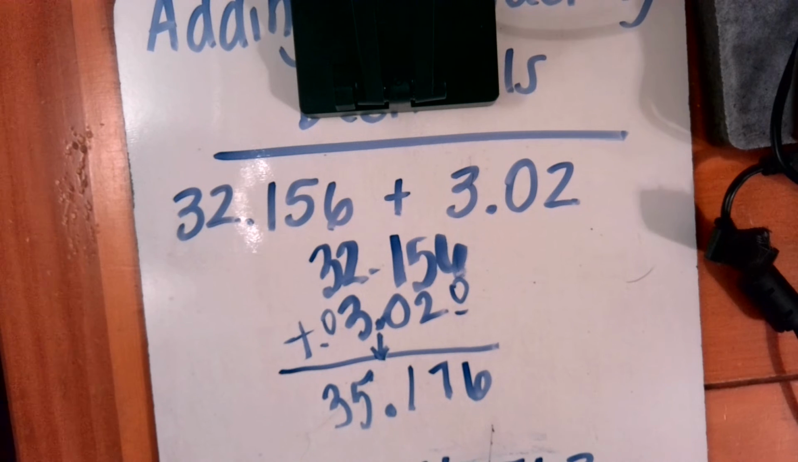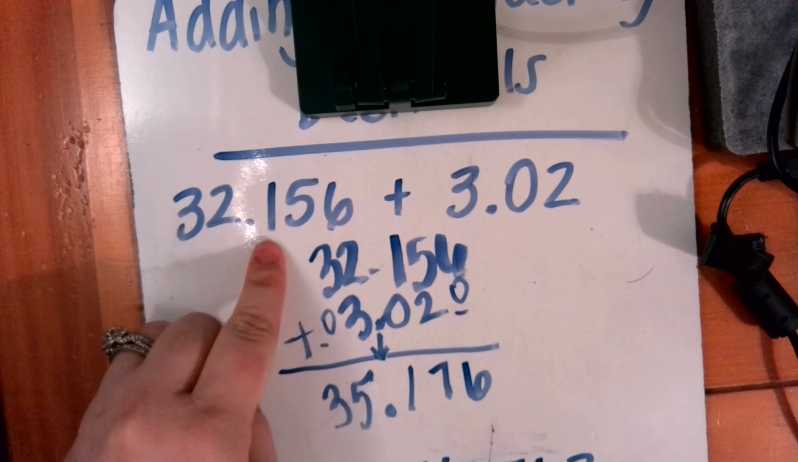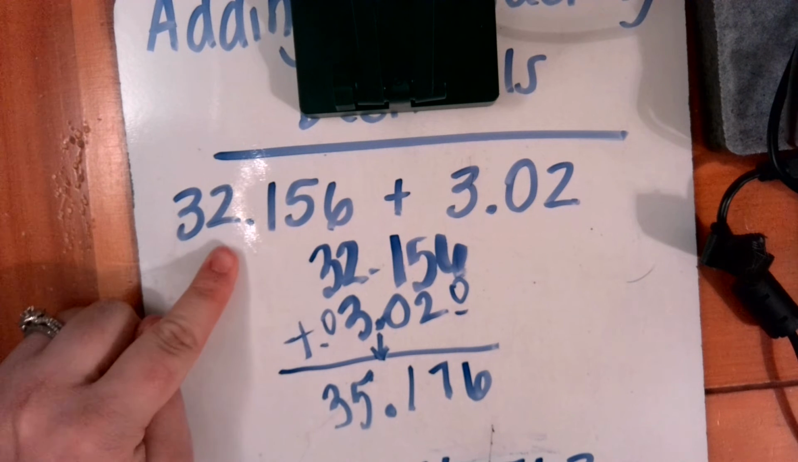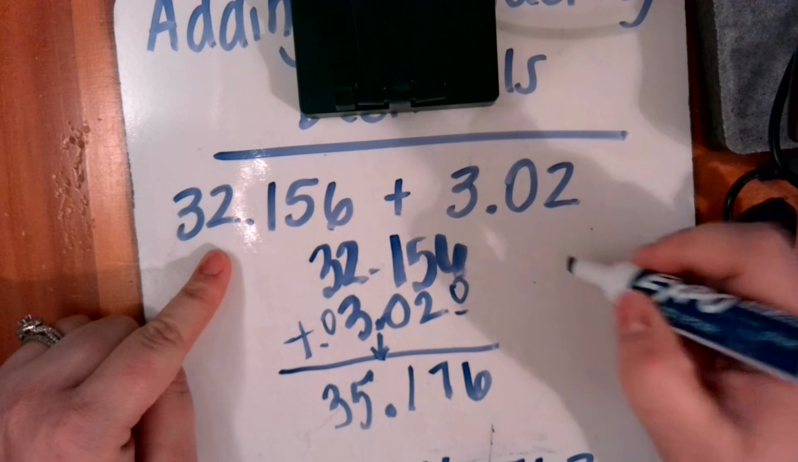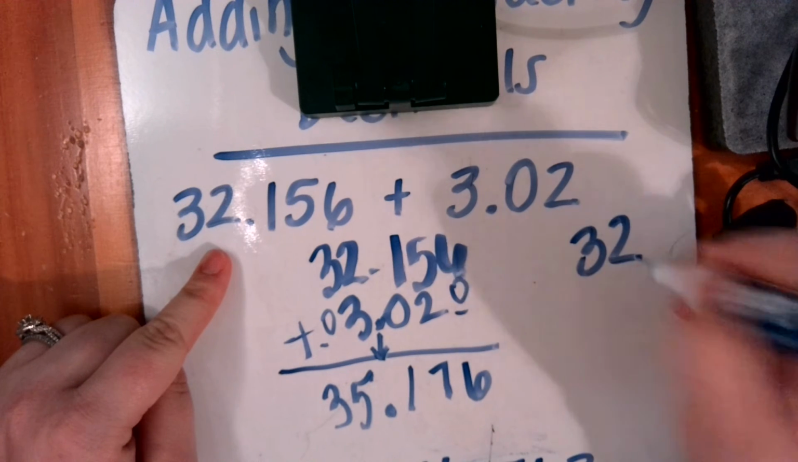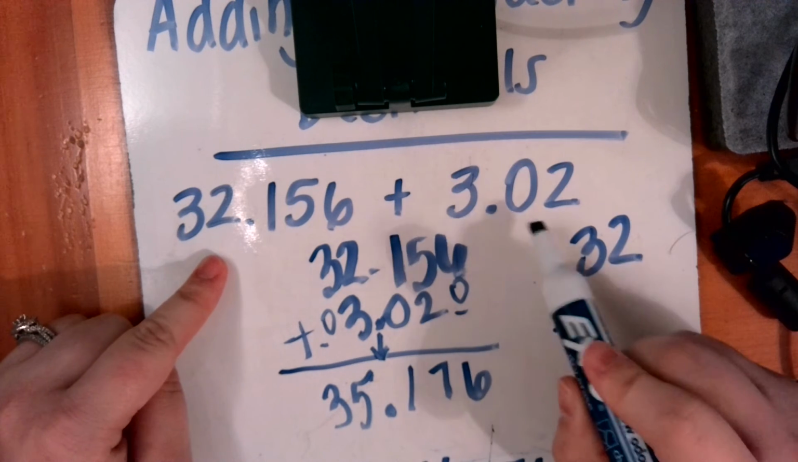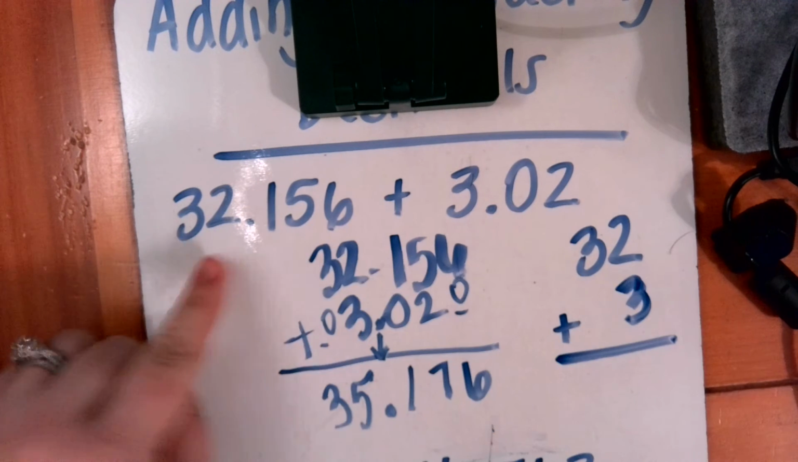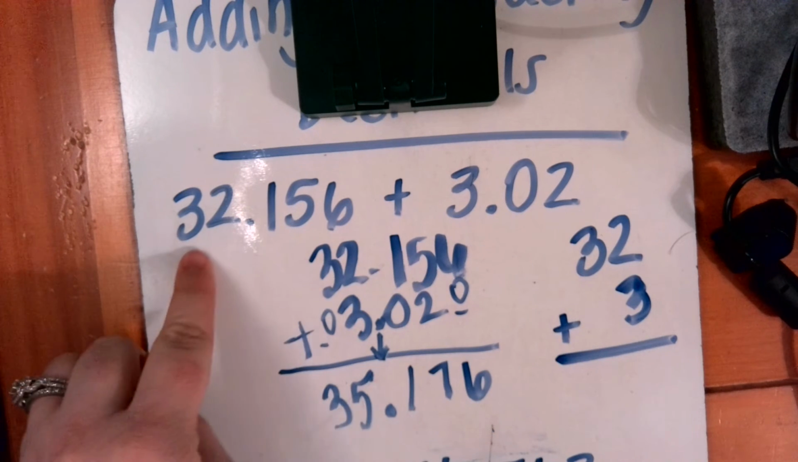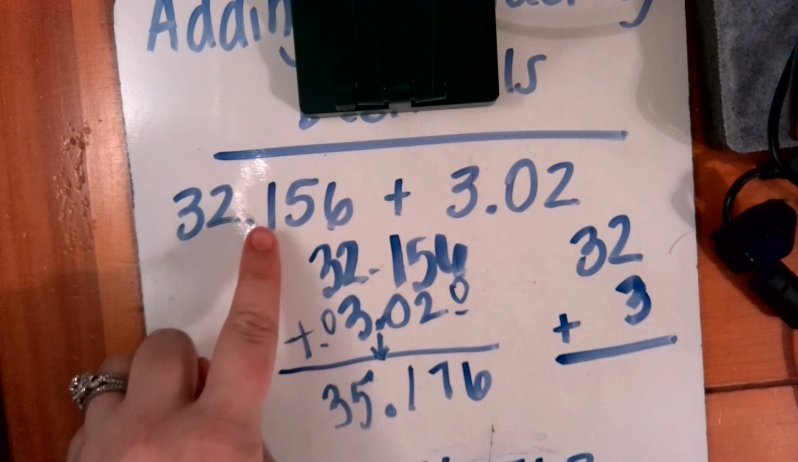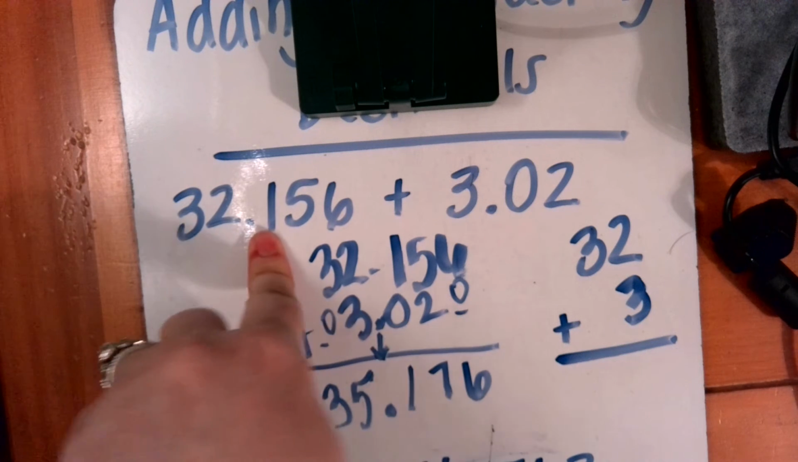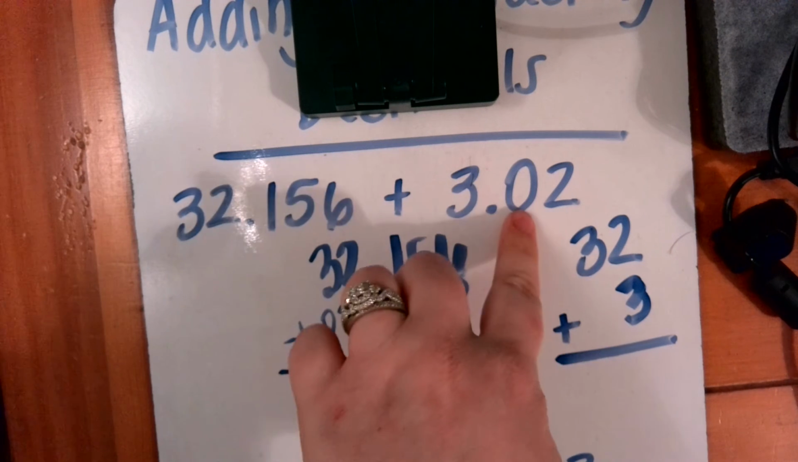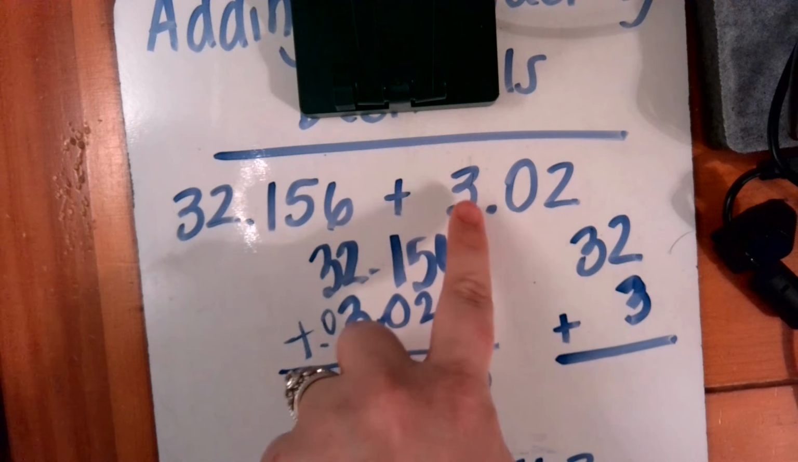Now, when it says estimate to see if your answer is correct, or to check your answer, this is the way you can do that. If I look at 32.156, that's closer to 32 than it is to 33. So I'm going to say it's 32 plus, and 3.02 is closer to 3 than 4, so I'm going to say plus 3. The reason I know that is that when the digit is a 5 or bigger, I round up. Same for the first number: if this was a 5 or bigger, I would round up to a 33.